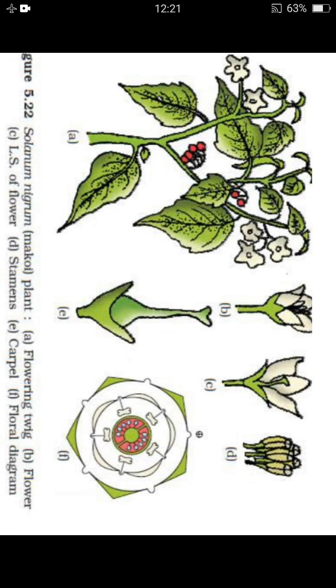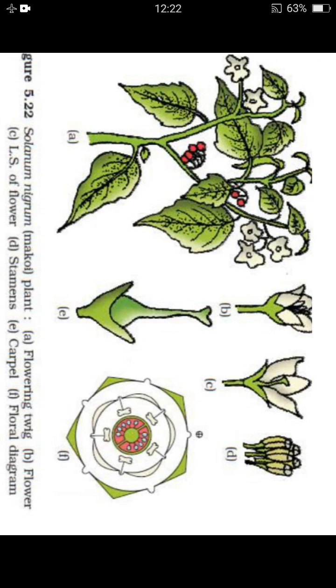Understood? Gynoecium consisting bicarpellary syncarpous. So only 2 carpels are present. That's why it is called bicarpellary. Next, you can see in the diagram. In the floral structure, you can see very clearly in the center of the floral diagram, only 2 carpels are present. That's why it is called bicarpellary. They are reddish in color.